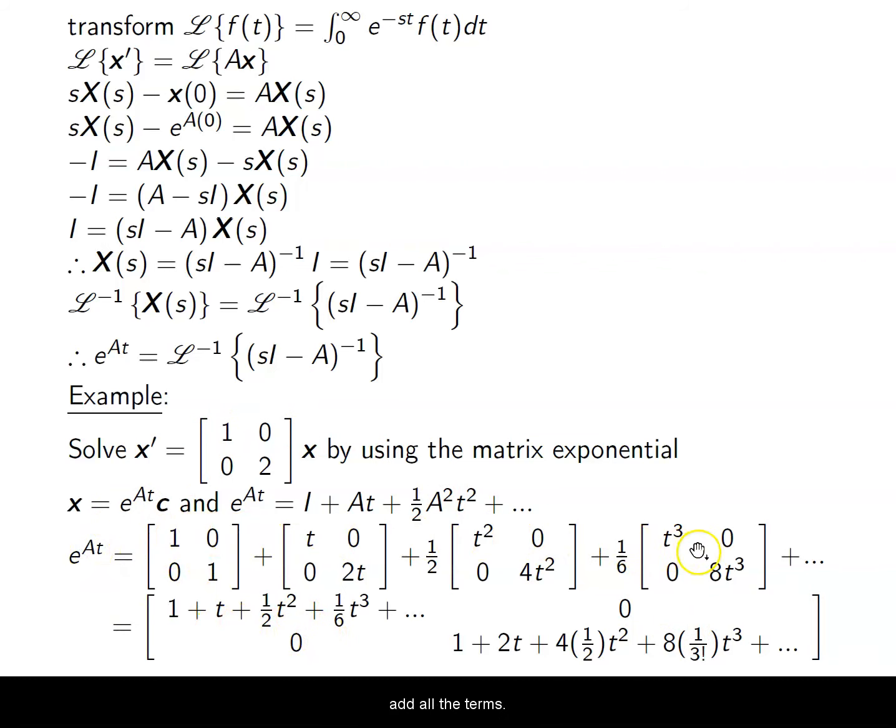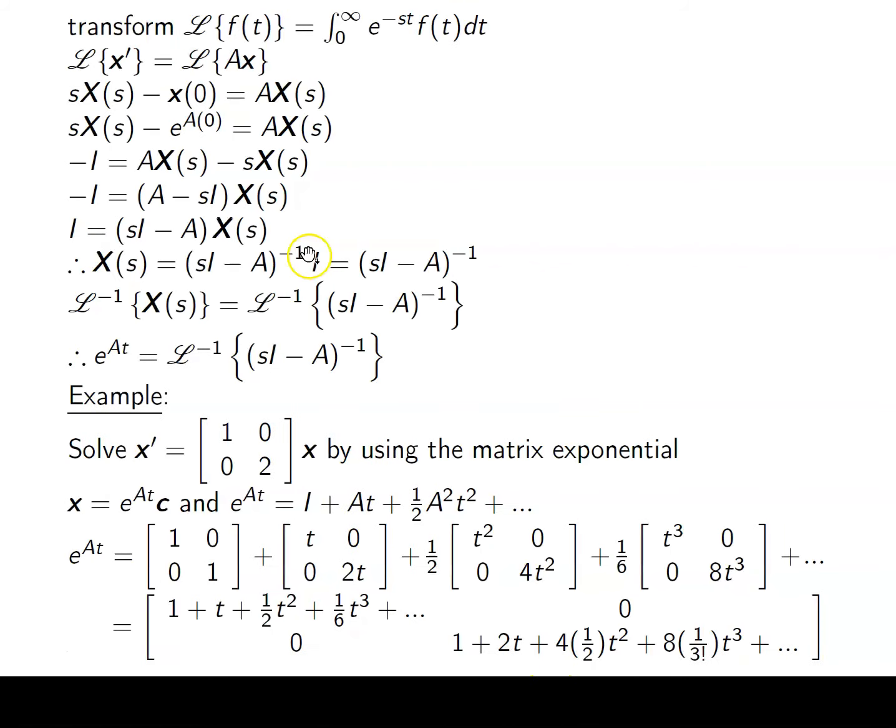If I add all the terms up, the lower left corner is always 0, and the upper right corner is always 0. So on my main diagonal, I have 1 plus t plus 1/2 t squared plus 1/6 t cubed, and so forth. Again, if I had different entries here, I would have entries in this secondary diagonal that would be completely different from what I have now. So even here you can see that these things are different.